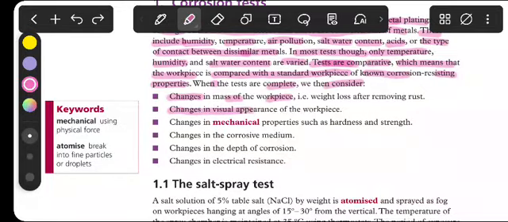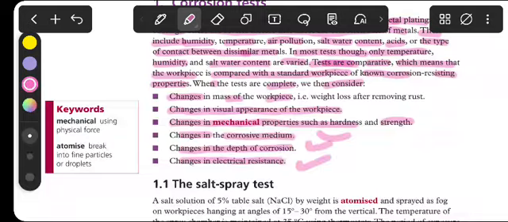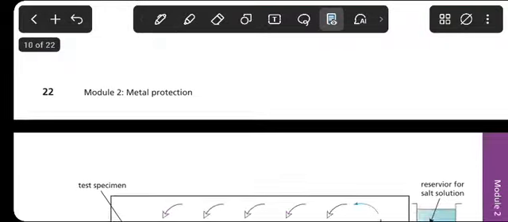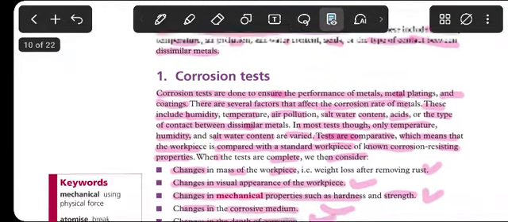Changes in visual appearance of the work piece. Yeah, that is what will change. Change in mechanical properties such as hardness and strength, changes in corrosion media, change in depth of corrosion, change in electrical resistance. So these are points, by the way. All right. And those are what corrosion tests.